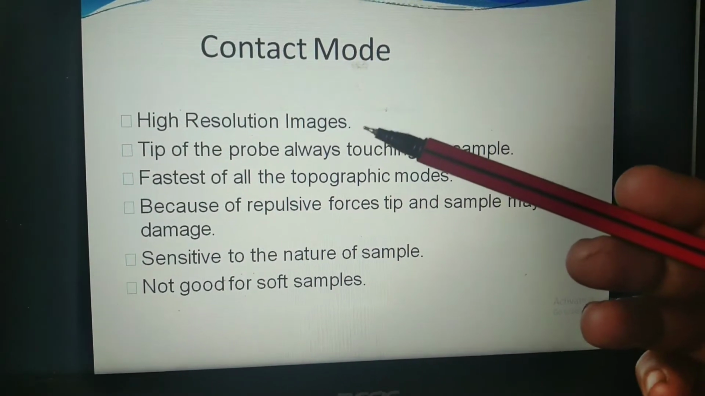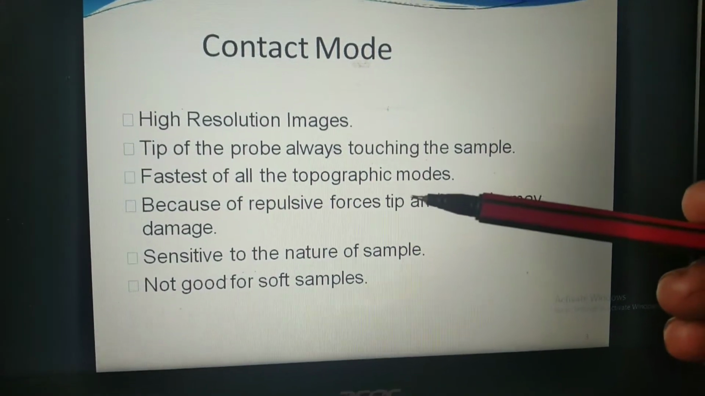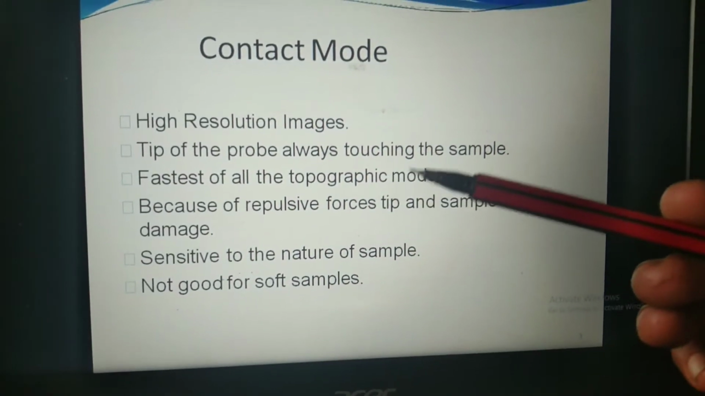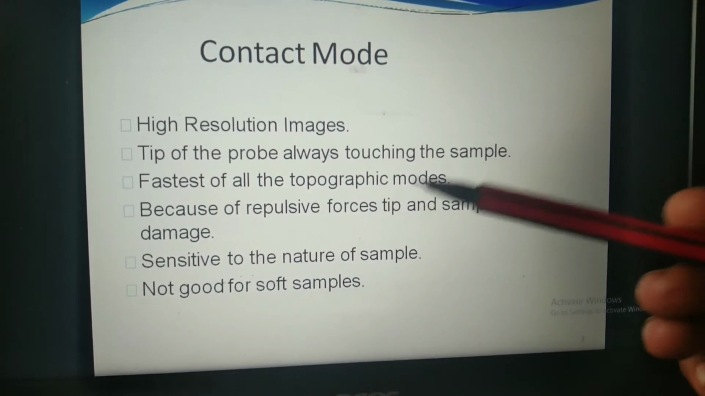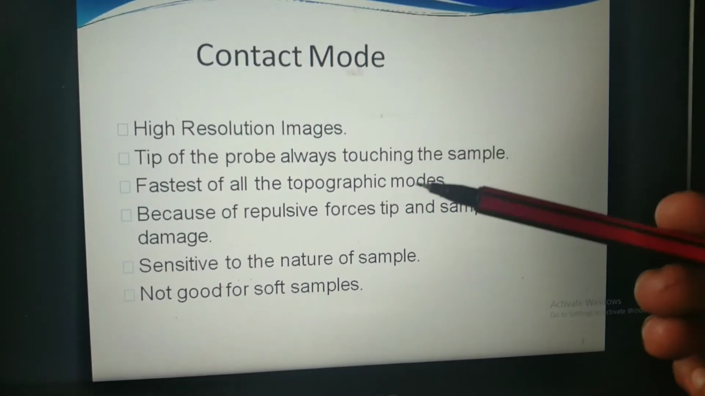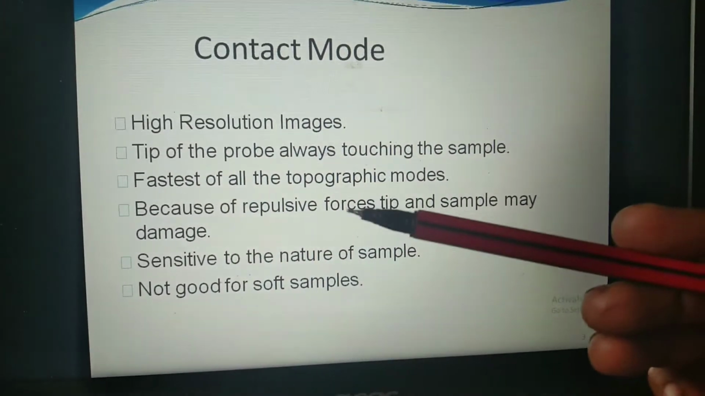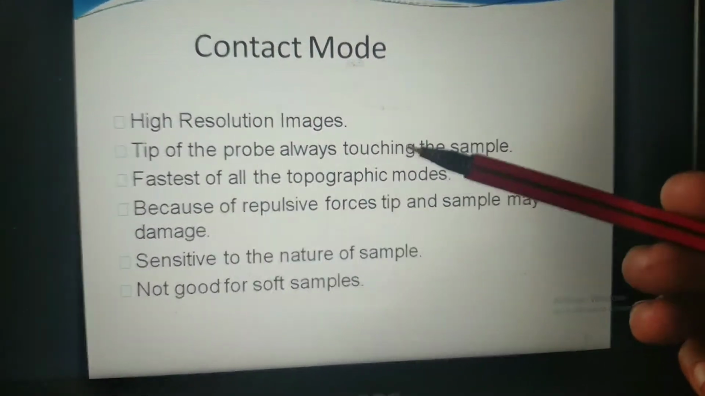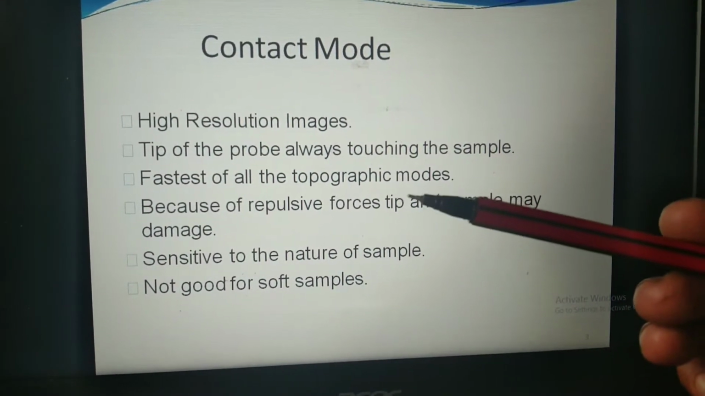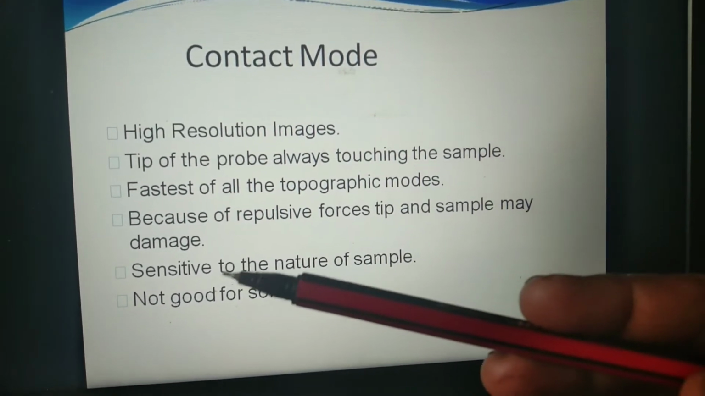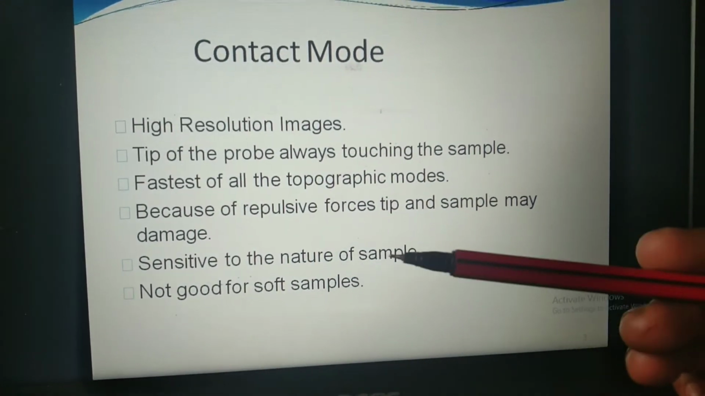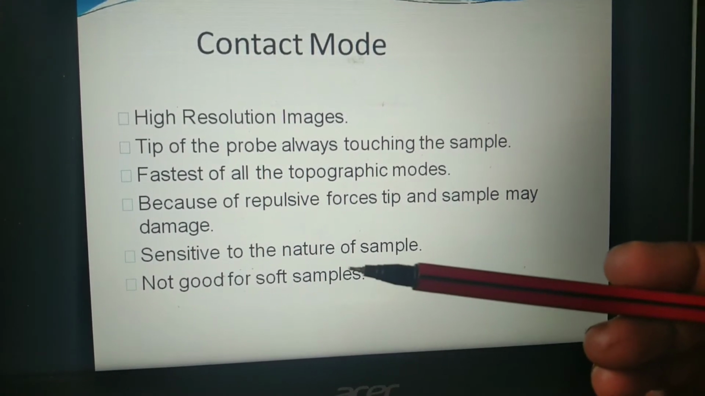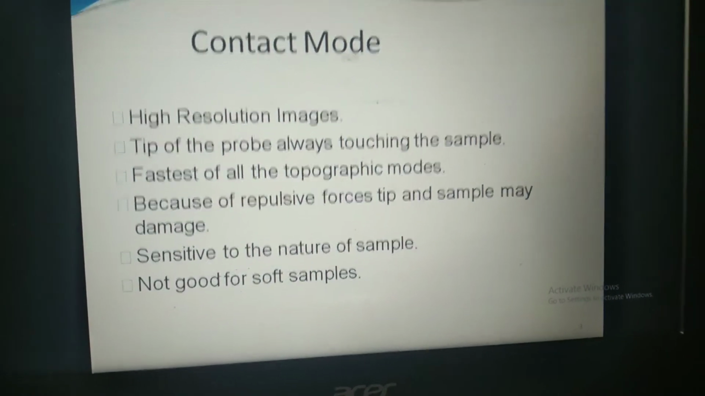It has a high resolution image because it is very close to the sample surface, and it is the fastest of all topographic modes. Topographic modes means the modes which are applicable to see how the sample looks. Clear? And because of the repulsive force, the tip and sample may be damaged. This is one of the bad things about the contact mode. It is very sensitive to the nature of the sample and not good for soft samples because it can pierce through the soft sample.